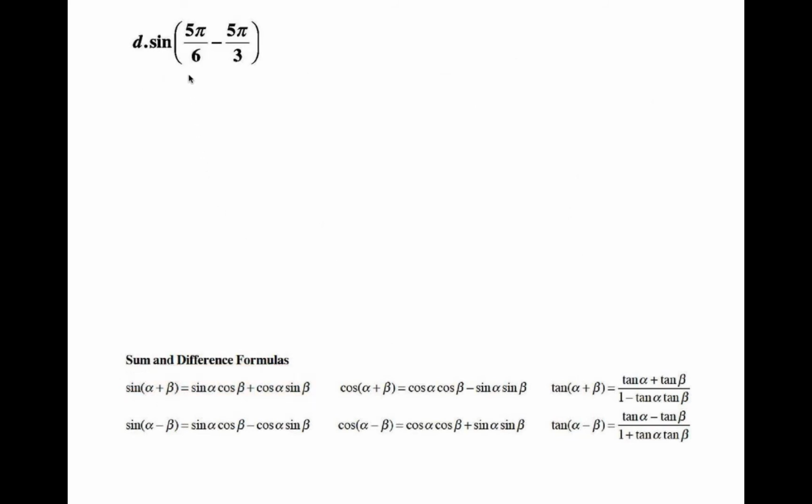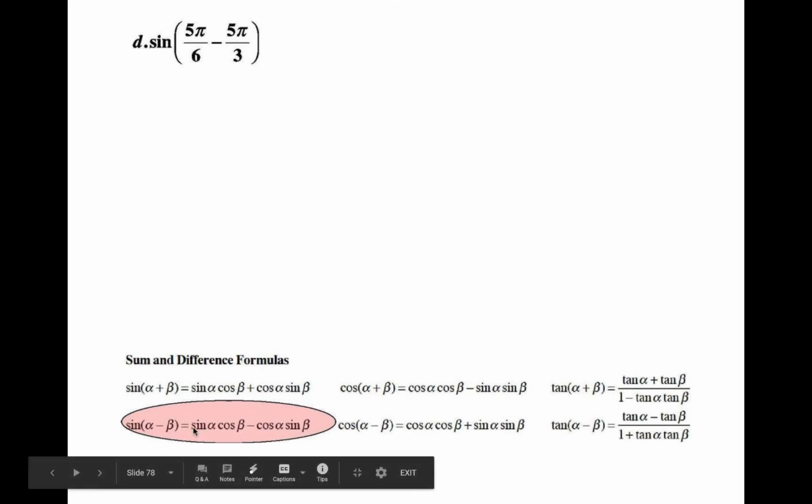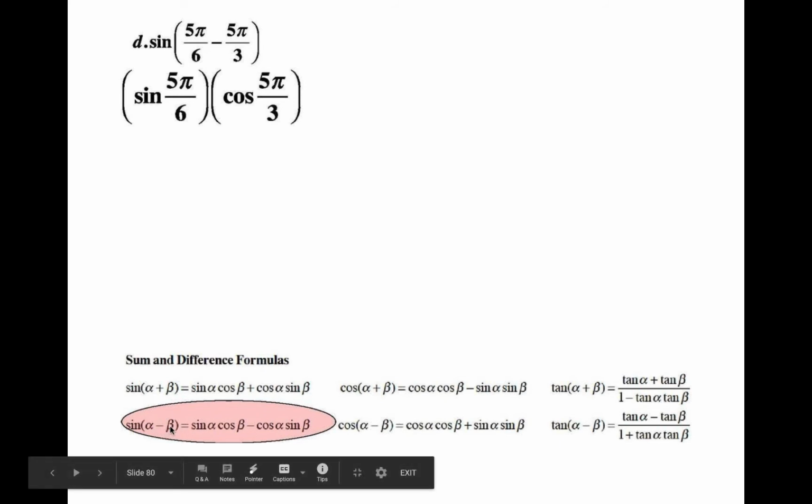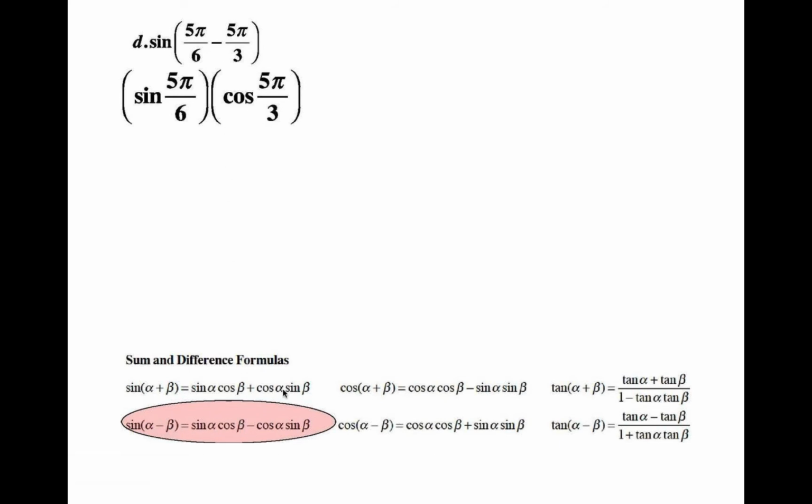Alrighty, part D, you're subtracting angles with the sine ratio. So that's the second sine formula. So here we go, using the formula. It's the sine of the first angle, 5 pi over 6, times the cosine of the second angle, 5 pi over 3. Notice I'm not doing negative 5 pi over 3. That negative gets counted into this formula, so it's a positive there.